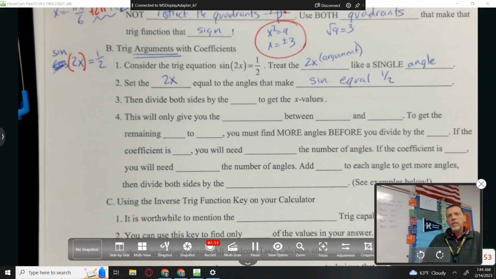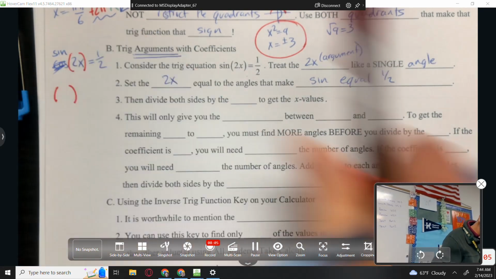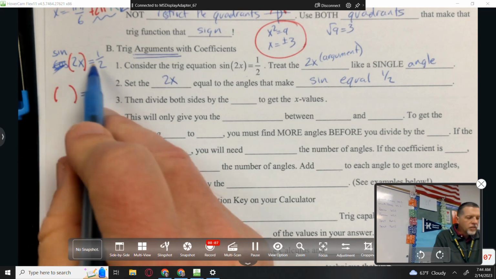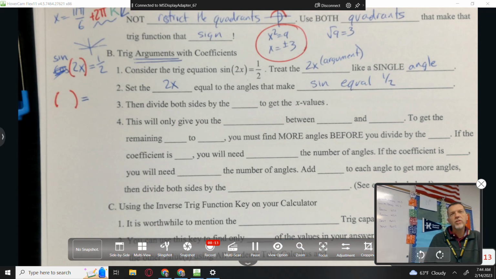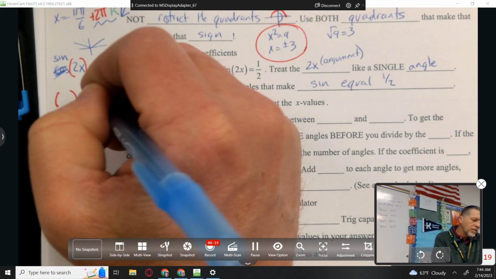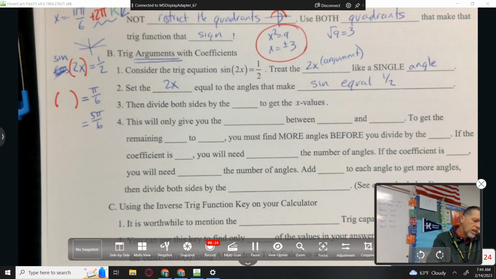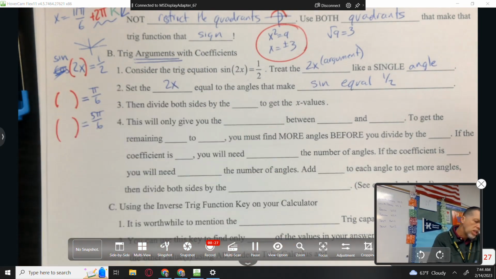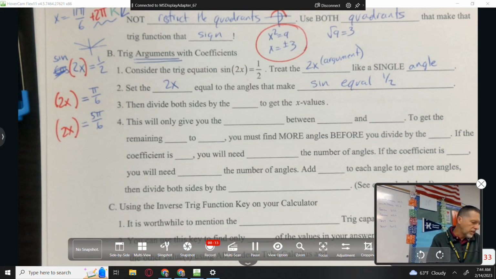This feels formulaic when we fill out notes, but I don't know how else to do it. So just ignore the fact that there's a 2x in there, and just tell me, where does the sine equal 1/2? Again, maybe a picture is needed, maybe not, especially since we just did one similar to this. So that means whatever's in there has to be pi over 6 or 5 pi over 6. So that means 2x is pi over 6 or 5 pi over 6.